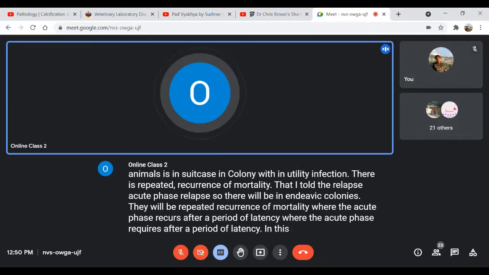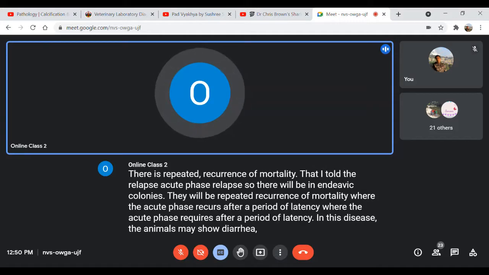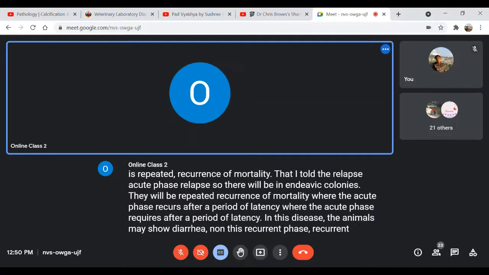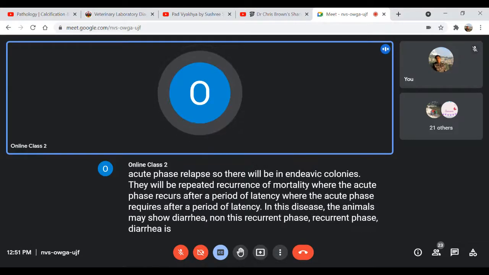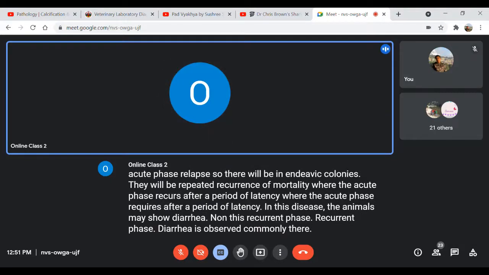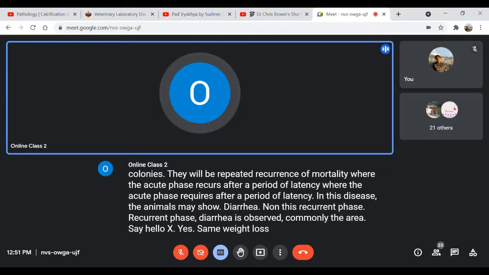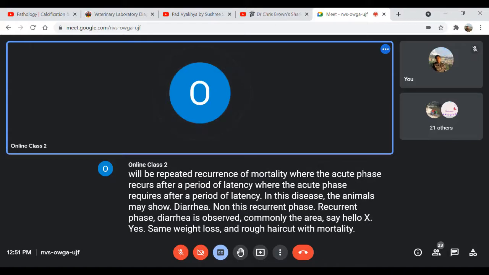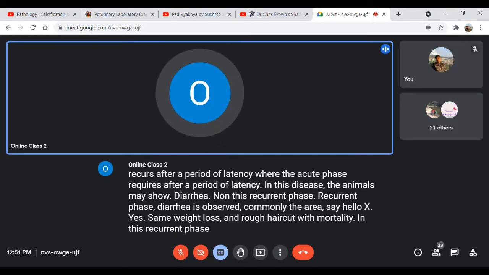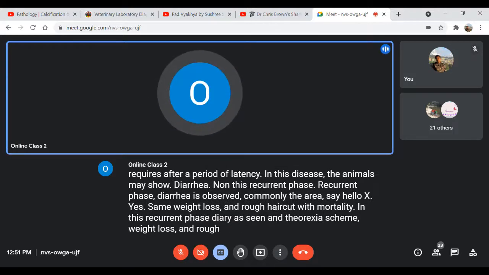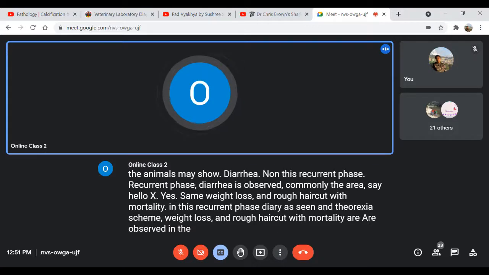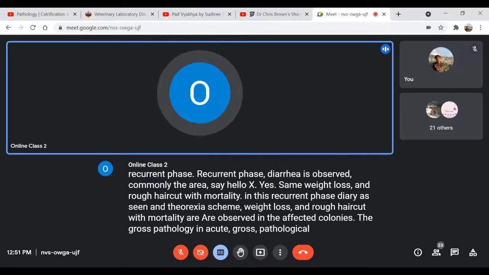In this disease, the animals may show diarrhea. In this recurrent phase, diarrhea is observed commonly. Diarrhea is seen, anorexia is seen, weight loss, and rough hair coat with mortality are observed in the affected colonies. Now the gross pathology, the postmortem changes.